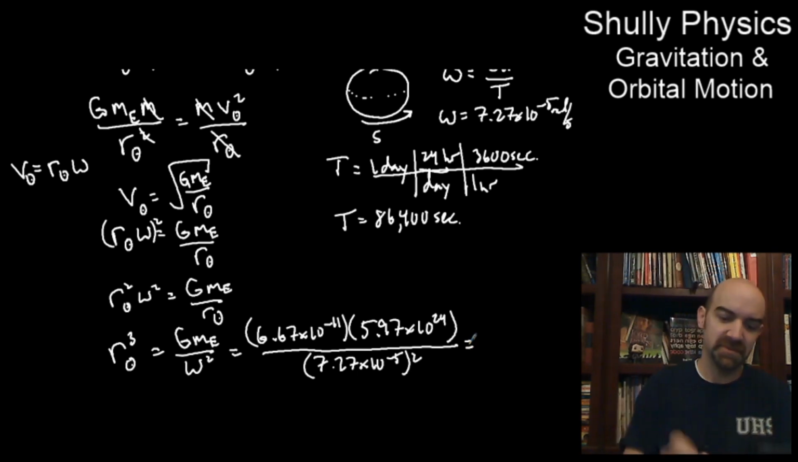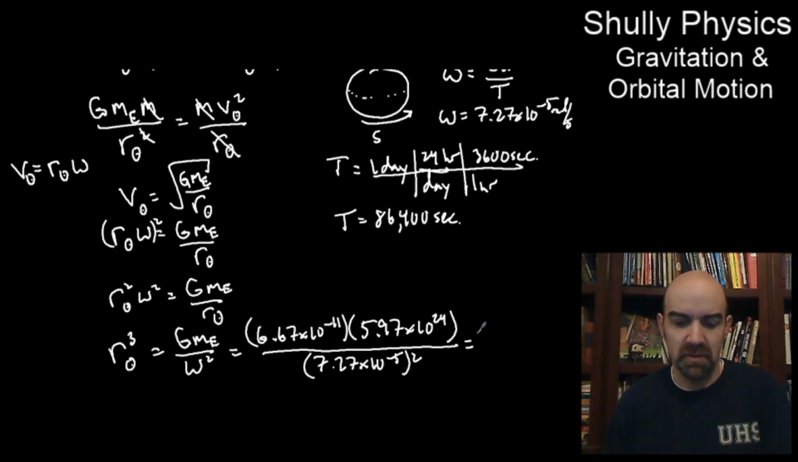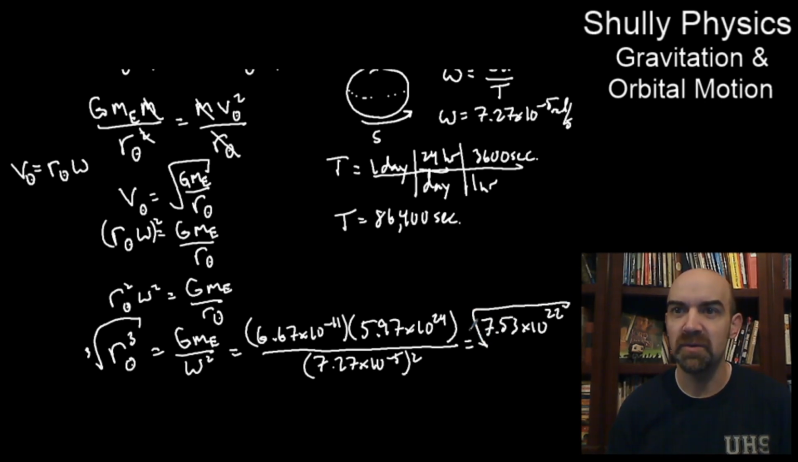Time to calculate. All right, I got a huge number here. We got 7.53 times 10 to the 22. And I was starting to freak out. I was like, wow, that's really big. Okay, but yeah, we got a cube root here. So we got to take the cube root of both sides. We'll raise it to the 1/3 power, right?